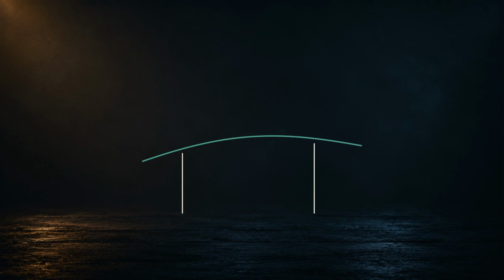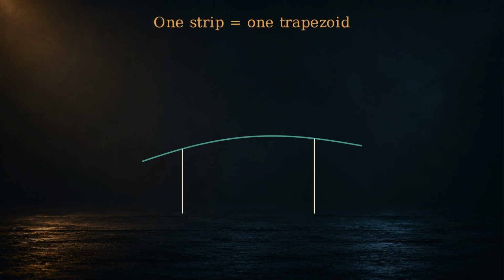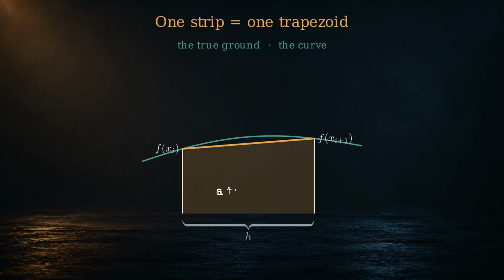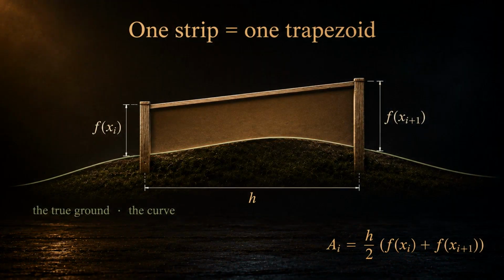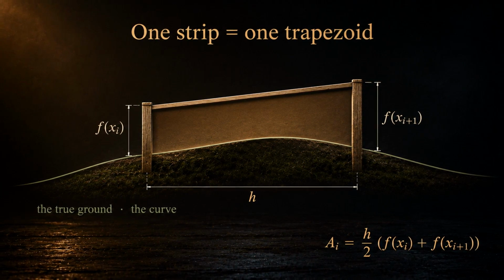Start with a single span. 2 posts, 1 plank. The shape it walls off has 2 upright sides, the ground's height at the left post, and at the right, joined by a straight top. That's a trapezoid. And its area is just the average of the 2 heights, times the width between them. Half the step width times the near height plus the far height.